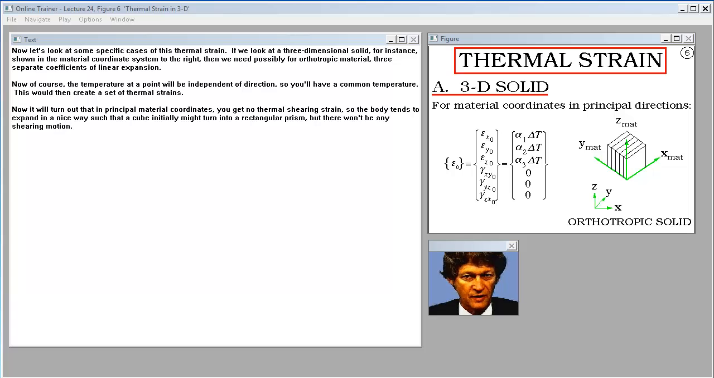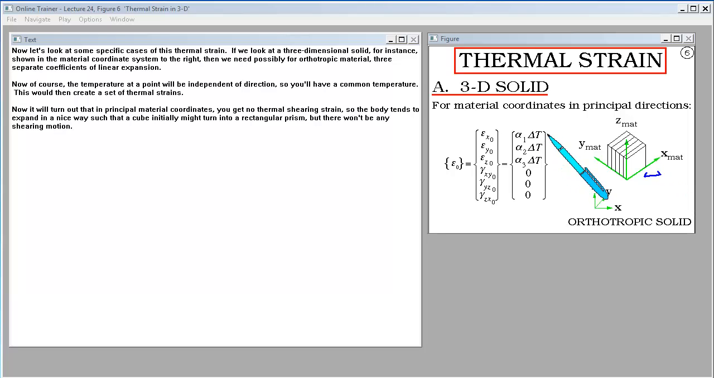Now let's look at some specific cases of this thermal strain. If we look at a three-dimensional solid, for instance, shown in the material coordinate system to the right, then we need possibly, for an orthotropic material, 3 separate coefficients of linear expansion. Now, of course, the temperature at a point will be independent of direction, so you'll have a common temperature. This would then create a set of thermal strains.